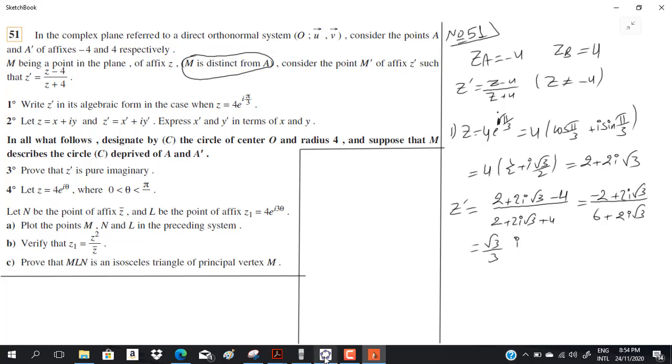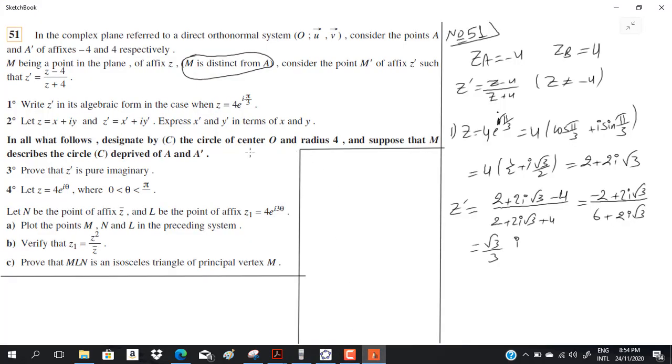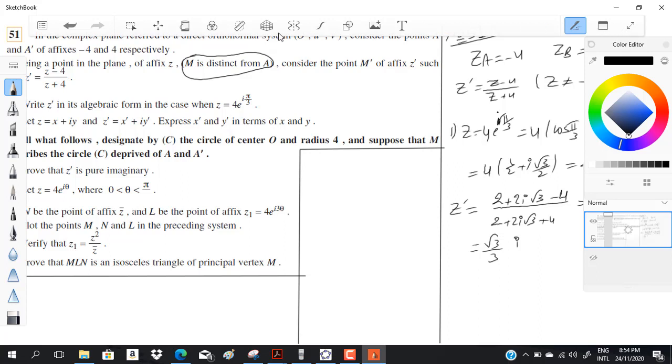Let's locate the point M, the point A and the point A prime. أعمل له هيدا A prime. هيدي الcircle, point A prime and M is on the circle. This is gonna be in the second part. In the second part, let z equal x plus iy and z prime equal x prime plus iy prime, express x prime and y prime in terms of x and y. Let's just erase what we wrote.